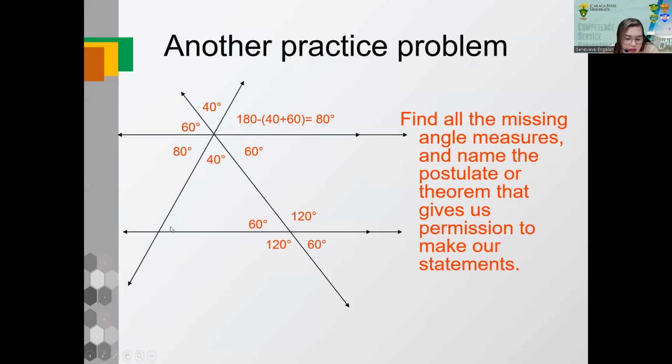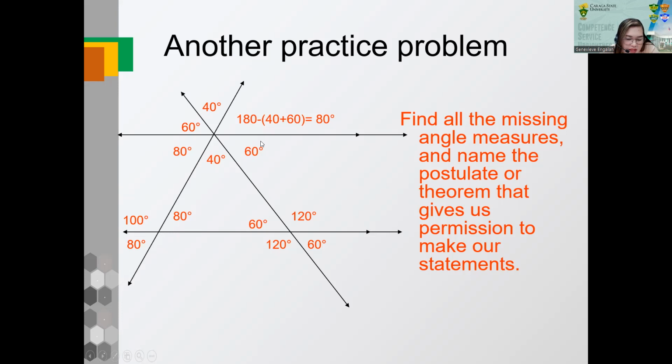So how about this one? Pila man ni? 80. Anong 80 man na? Alternate interior angles of parallel lines cut by a transversal line. How about this one? 100. So kini po vertical angles sila, so 80. So this one will be 100.